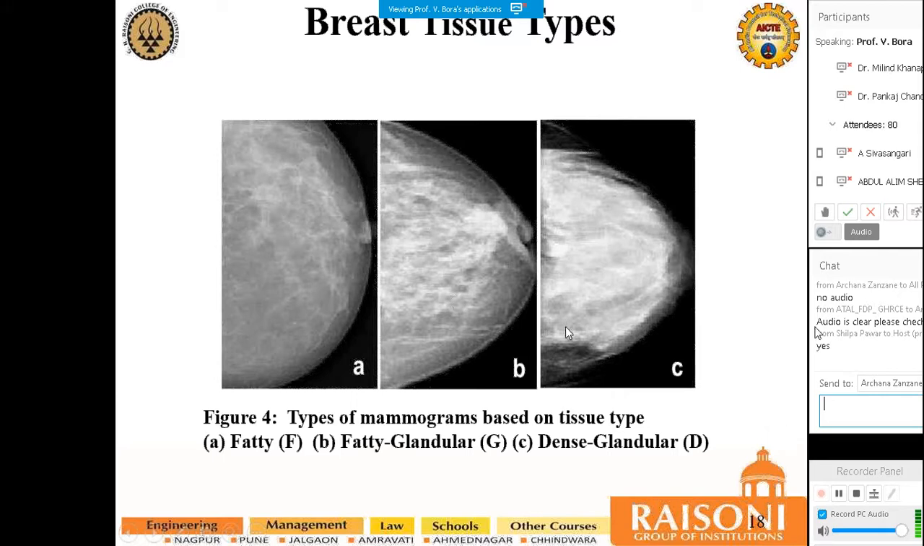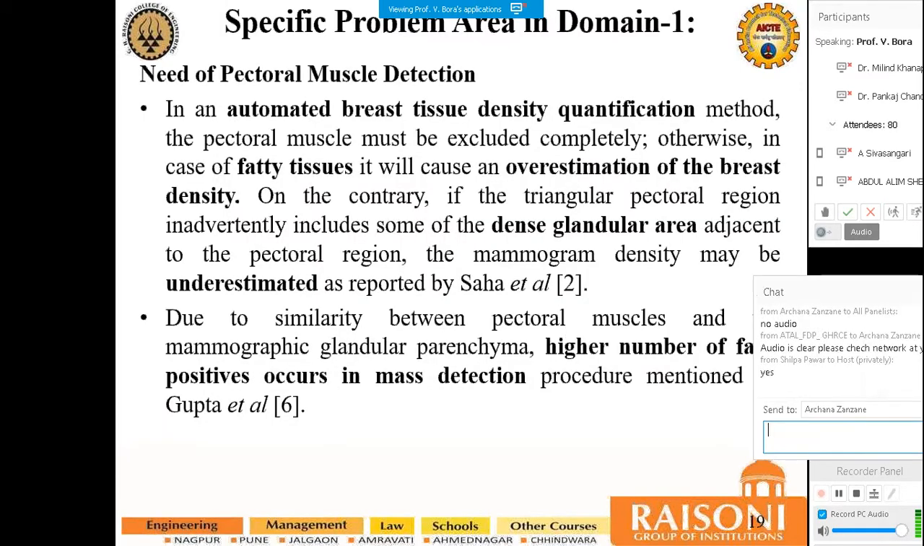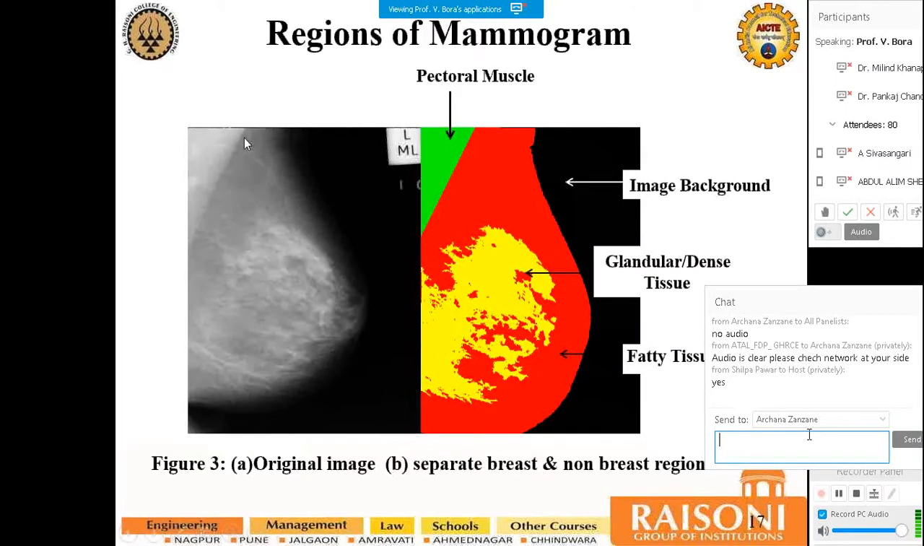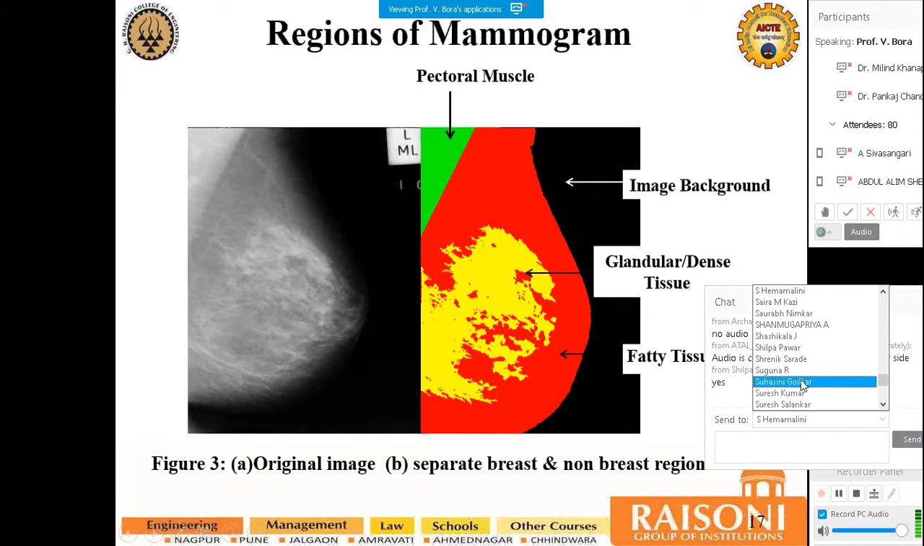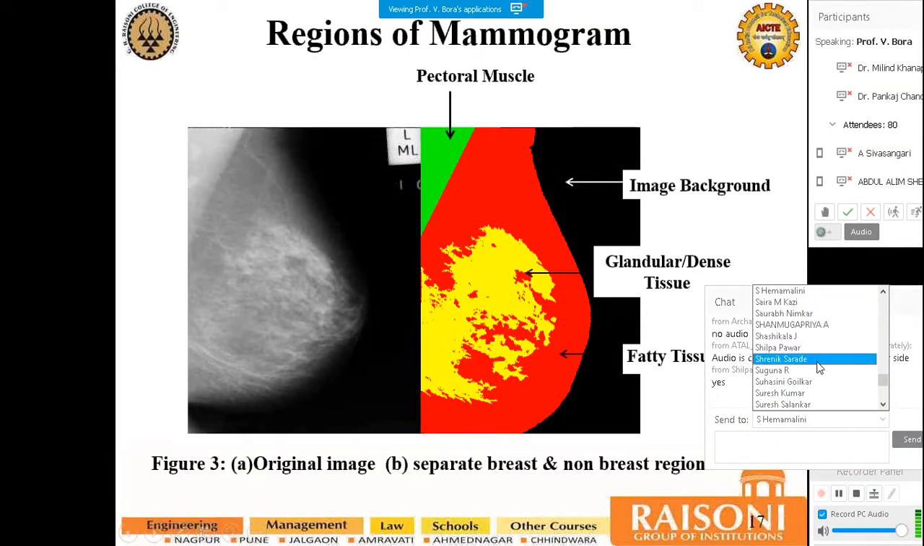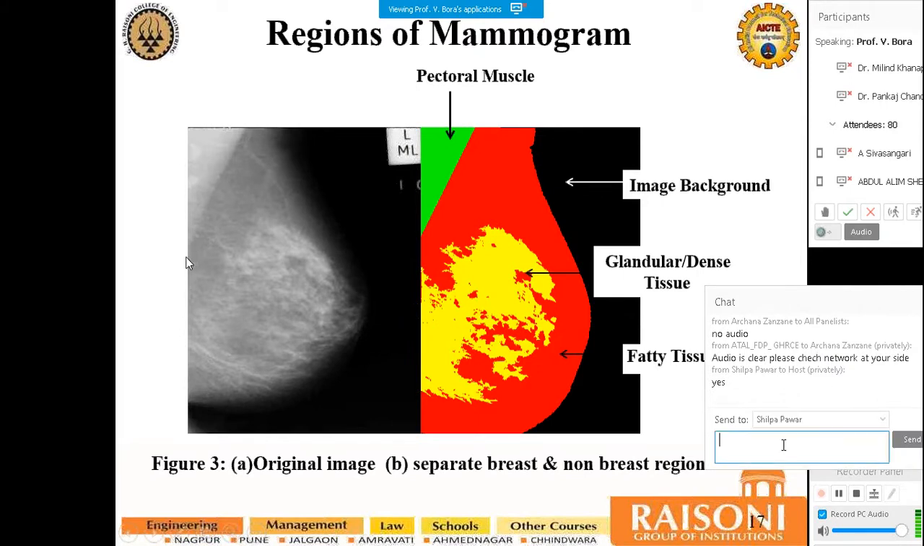Now the first specified problem area in the domain. So this is the first one. Now what is the need of pectoral muscle detection? Why is it required in a CAD system to detect this pectoral muscle, and segment it? We want to remove this pectoral muscle in the CAD system.